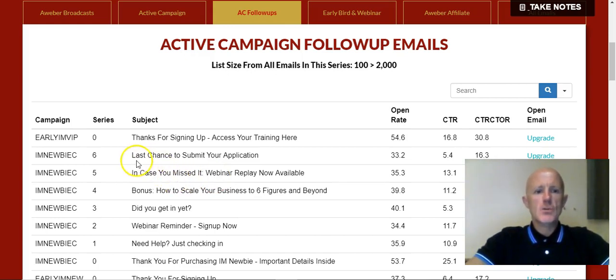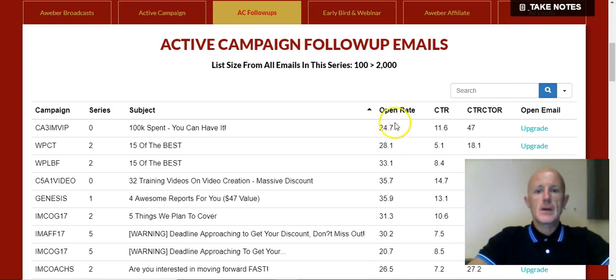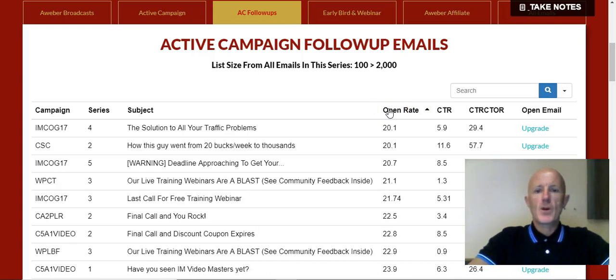In that he has all his emails, he has the open rates, click-through rates, etc. But what he also does is he actually allows you to sort on any of these headings. So for example, if I wanted to sort on open rate itself, I can click on that, and we've got open rates from lowest to highest, so from highest to lowest, and so on. Over here you've actually got the campaign names, so you can actually look at specific campaigns.